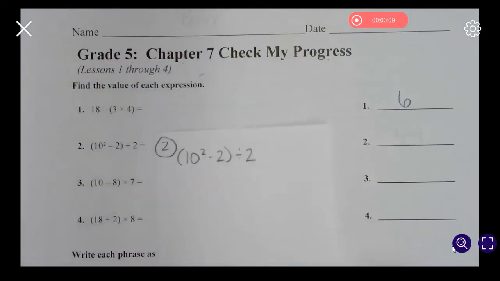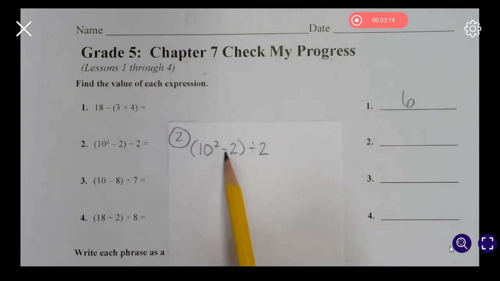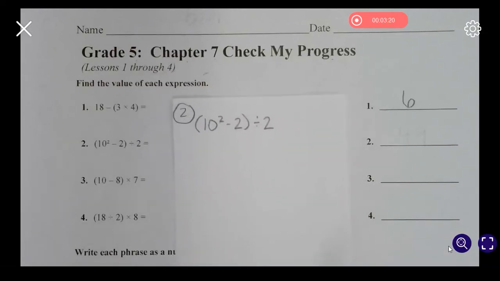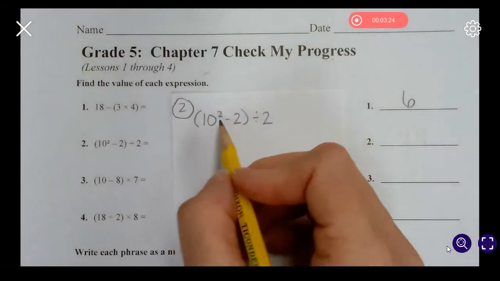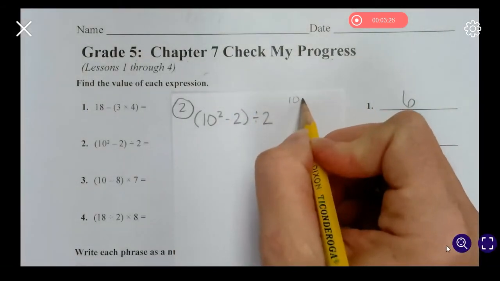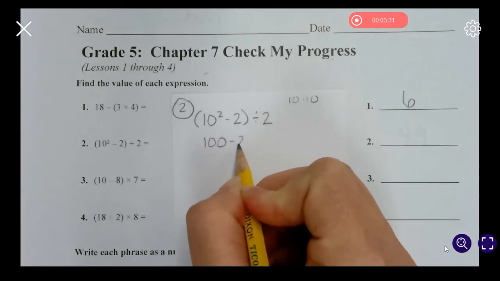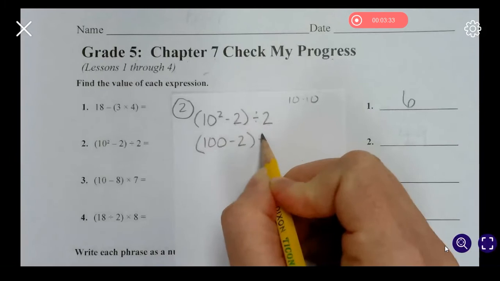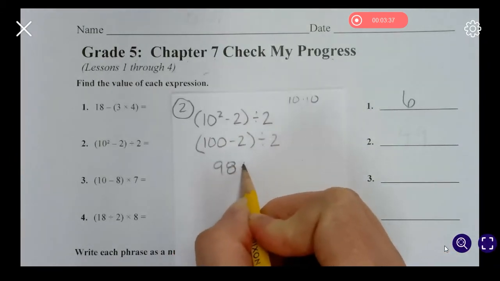Question number 2. We have 10 squared, subtract 2 in parentheses, divided by 2. First we do what's in parentheses, which is 10 to the second power, subtract 2. 10 to the second power is 10 times 10, which equals 100. Subtract 2, divided by 2.